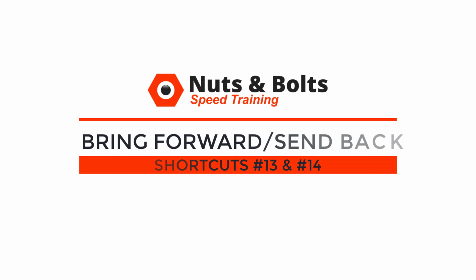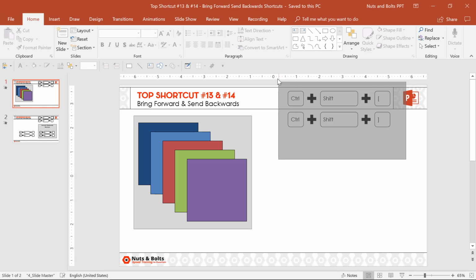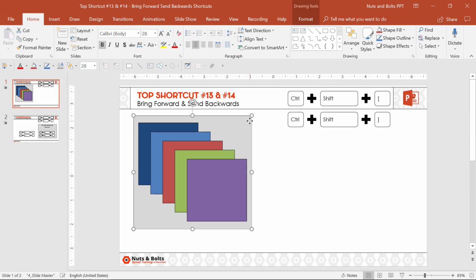Top shortcuts number 13 and number 14, the bring forward and send backwards keyboard shortcuts. A set of keyboard shortcuts that not a lot of people realize exist are the Control-Shift back bracket and Control-Shift forward bracket keyboard shortcuts, which you can use to quickly manage the layers of the objects on your slide.